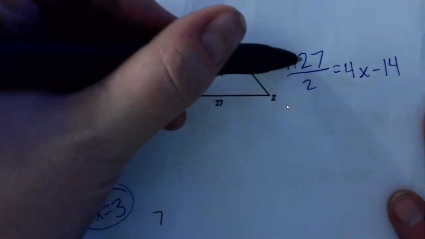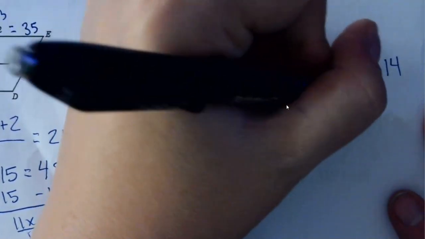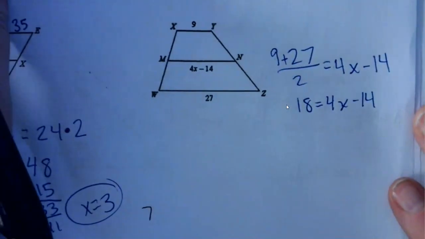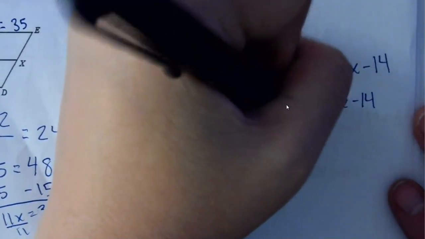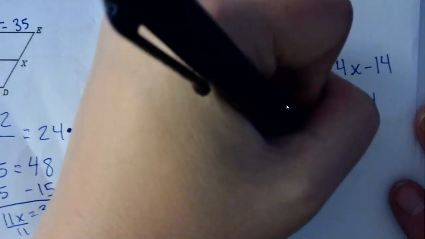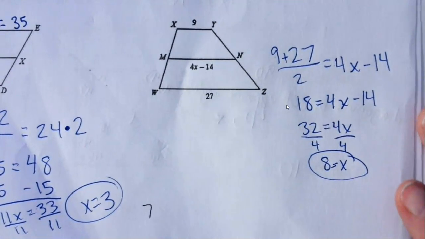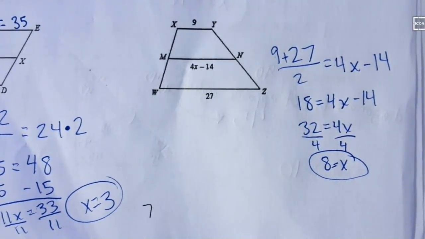9 plus 27 is 36. Cut that in half, it's 18. And it just makes the problem a lot easier. We're going to add 14 on both sides. So x equals 8. If it wants you to plug that in, just make sure you read the problem and you do that. And then once you have that, we're going to flip to the next page.